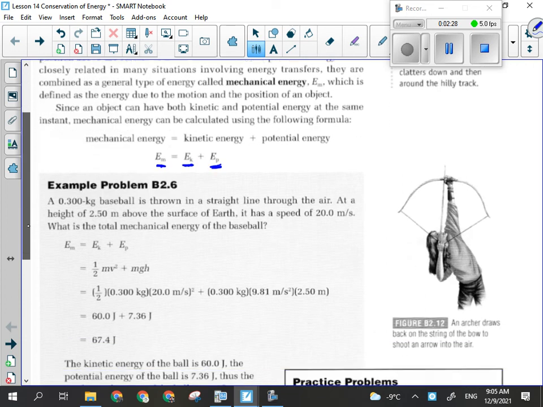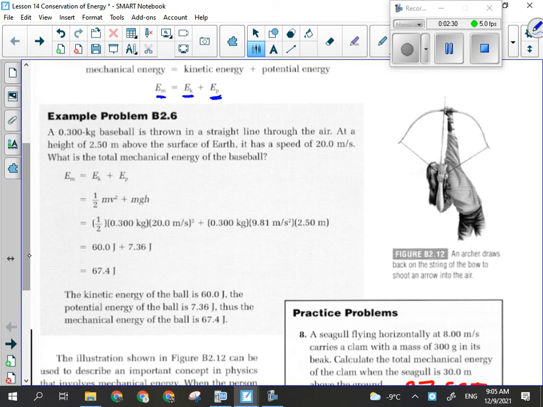Okay, so let's look at a simple example here. I have a 0.30 kilogram baseball thrown in a straight line through the air at a height of 2.5 meters above the ground. It has what kind of energy? Potential. And it's moving at 20 meters per second. I want to find the object's total mechanical energy. Mechanical energy is the sum of the object's kinetic energy and potential energy. So all I have to do is calculate both of those.